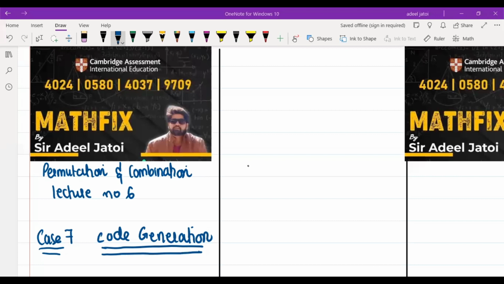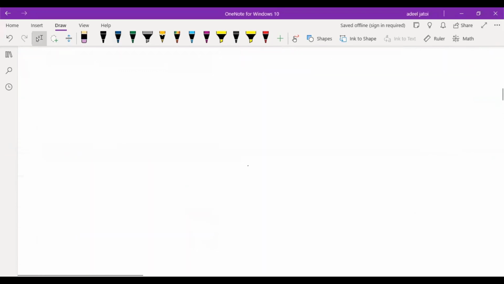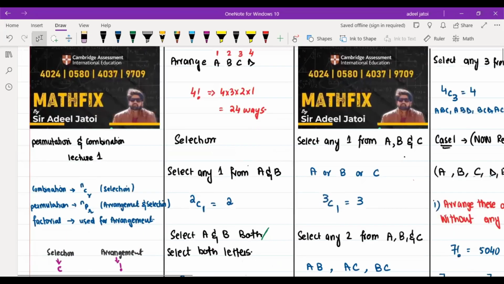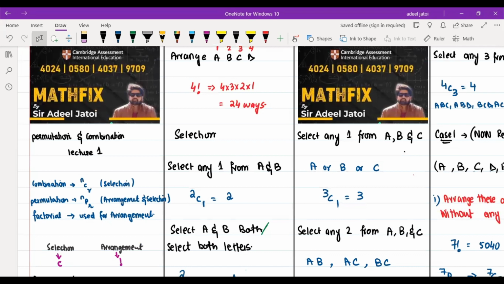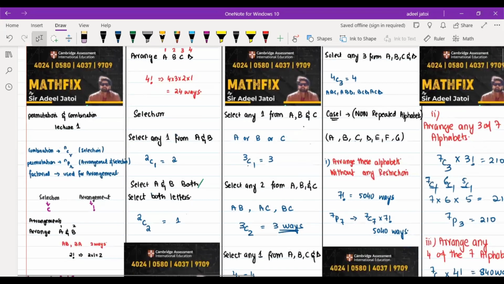Permutation combination, lecture number 6, case 7, code generation. Since we started off permutation combination from case number 1, the videos are easily gettable on the YouTube channel. You can easily get them. Permutation combination, lecture 1, where we started off with arrangement selection.